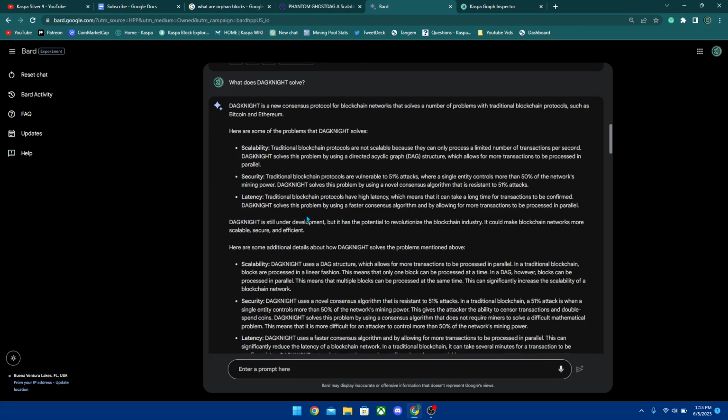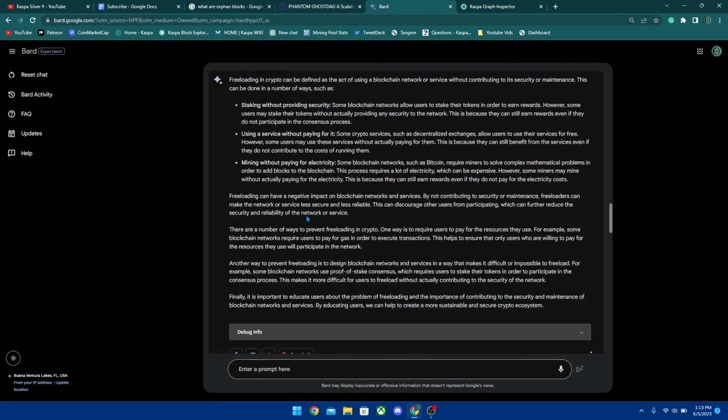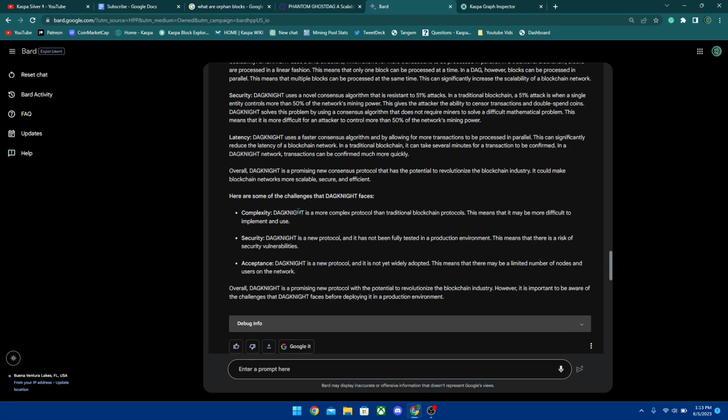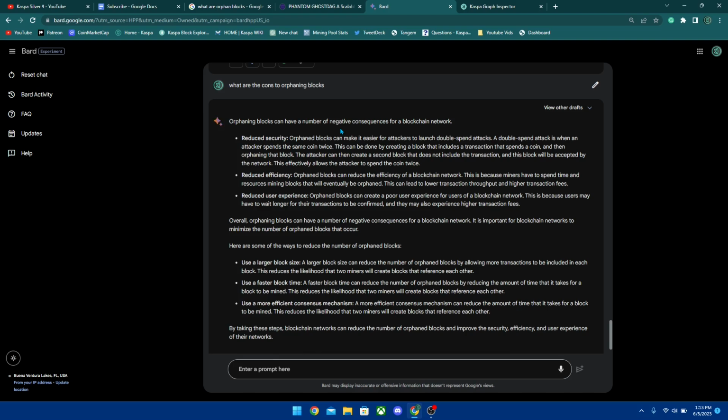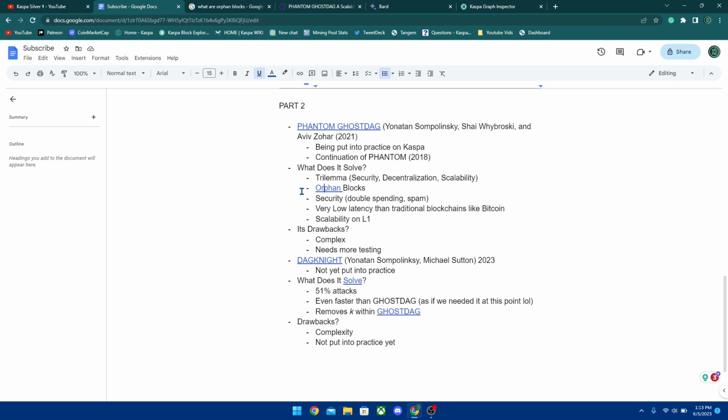Now, what are the issues of orphaning blocks? If we take a look further down here, orphaning blocks can have a number of negative consequences for a blockchain network. It says reduced security, reduced efficiency, and reduced user experience. And this is what Bitcoin has, and Kaspa has solved the issue with orphaning blocks. So if we continue here, what else does it solve? Again, the security aspect of it.